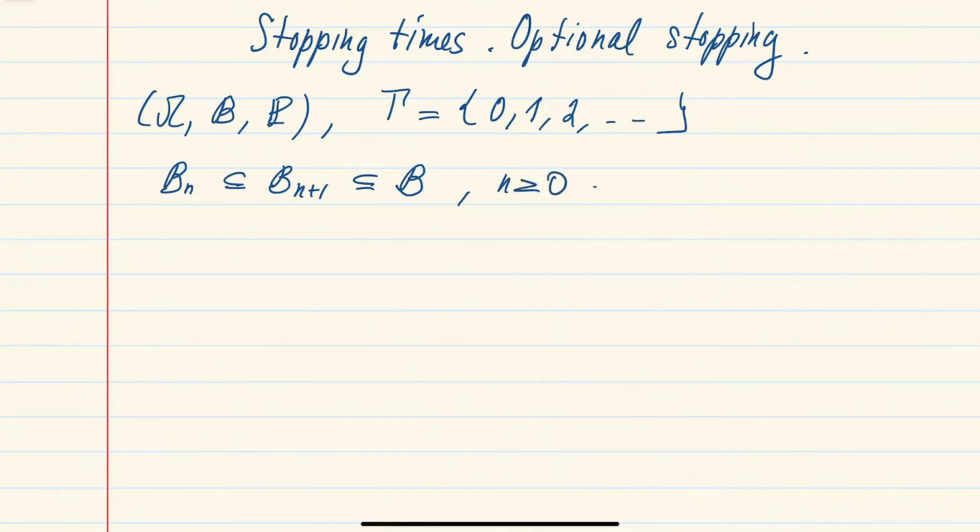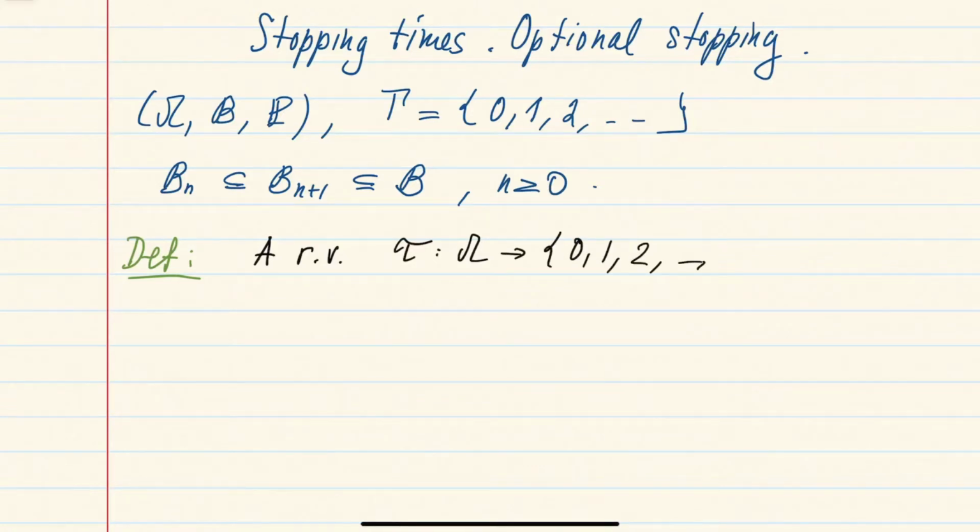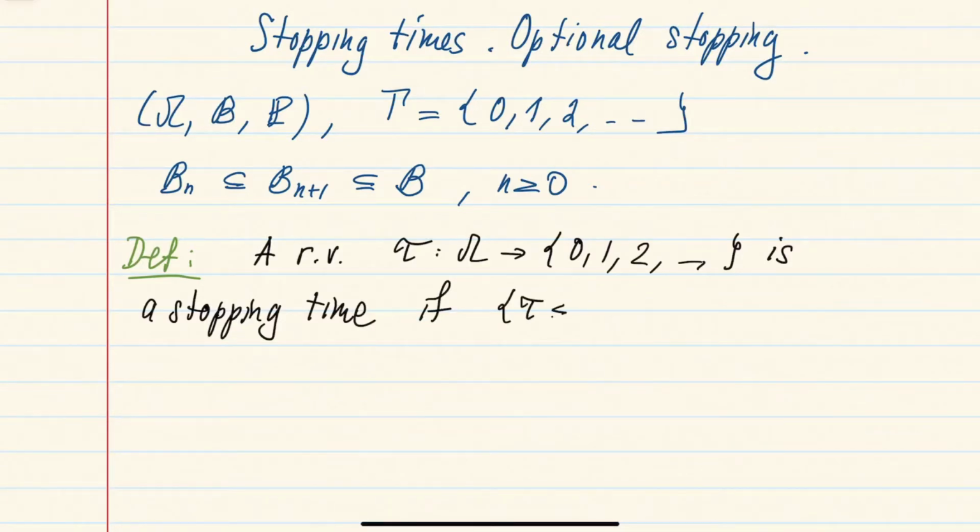Then the definition of a stopping time is as follows. Okay, so the stopping time can be defined not only for martingales, but it's defined with respect to this increasing sequence of sigma algebras. And a random variable tau on this probability space, which takes these integer values 0, 1, 2, and so on, is called a stopping time if the event that tau is less than or equal to n belongs to the sigma algebra Bn for all n greater or equal to 0.